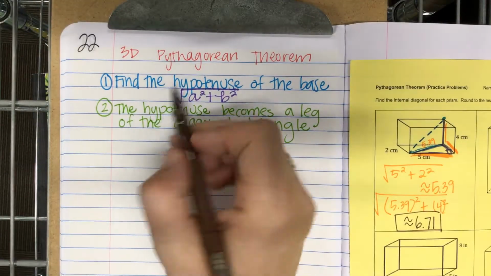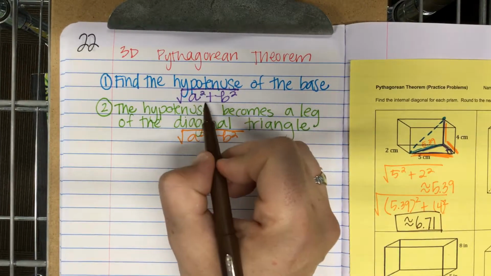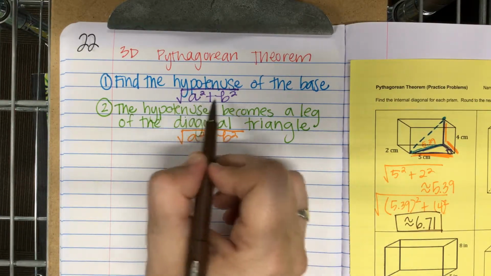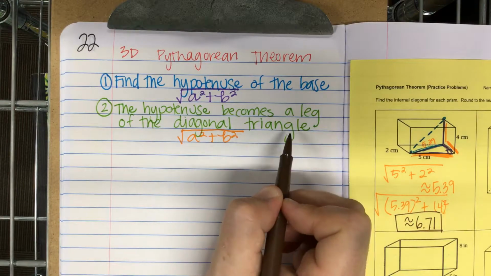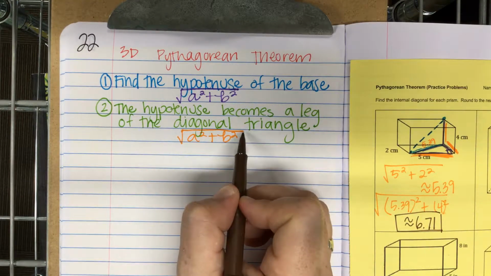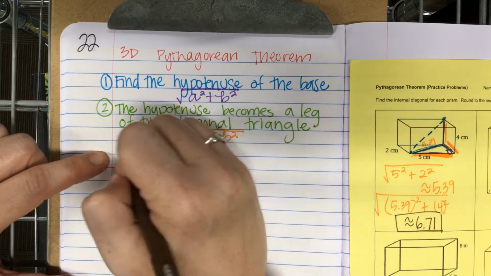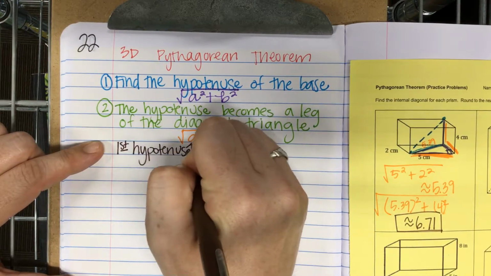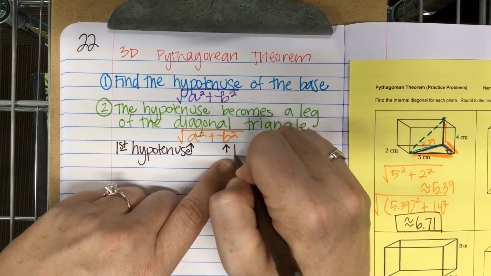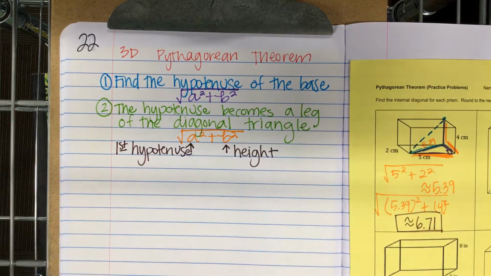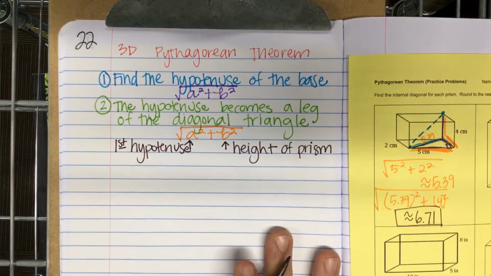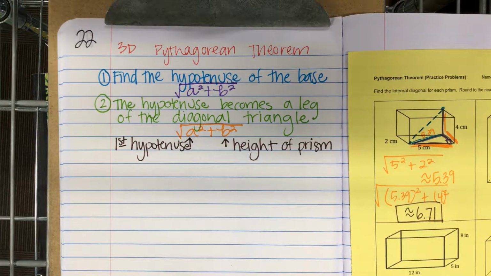So the first way of doing this is find the hypotenuse of the base, a squared plus b squared. Then this answer, the hypotenuse, becomes a leg of the diagonal. So we'll do a squared plus b squared. But this a squared is the first hypotenuse. And this b squared is most likely the height of the prism, the box. So that's one way of doing it.